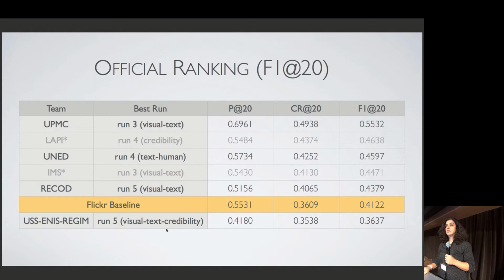The official ranking for 2016, as I said, is based on the F1 measure. Out of the 6 teams, 5 teams actually outperformed the Flickr baseline, which is a good result. What we also see is that the top 1 team is really significantly better than the other 4 teams. And the top approach is actually only using the provided visual and text information, which is interesting. We're looking forward to the presentation tomorrow.